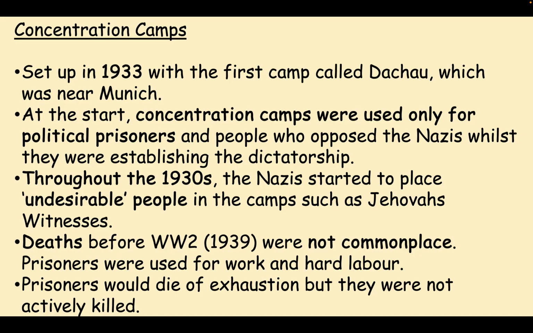They are not putting in other people such as Jews or people who, like Jehovah's Witnesses, or anybody with disabilities. The camps are simply used to concentrate political enemies in the early years. Now, once the dictatorship is established after 1934, the Nazis start to put other undesirable people in the camps. So at first, it's just people like communists, political opponents. But throughout the 1930s, they start to place other undesirable people in there, like I said, such as Jehovah's Witnesses.